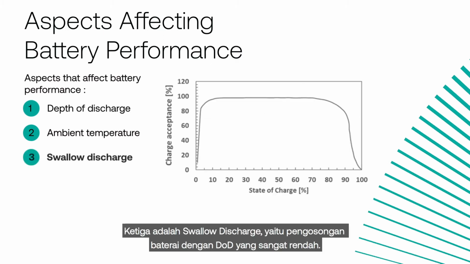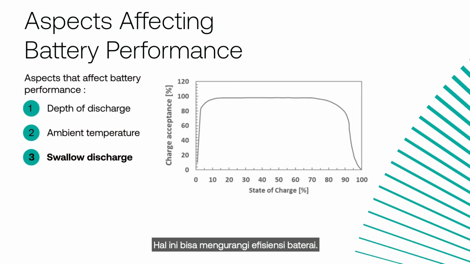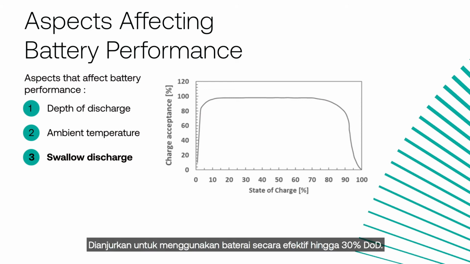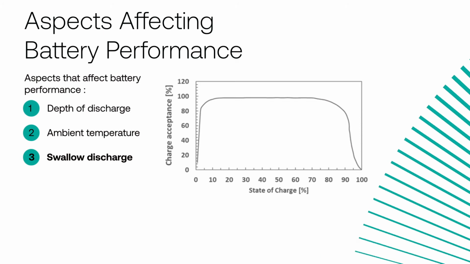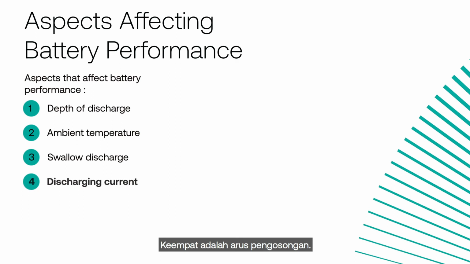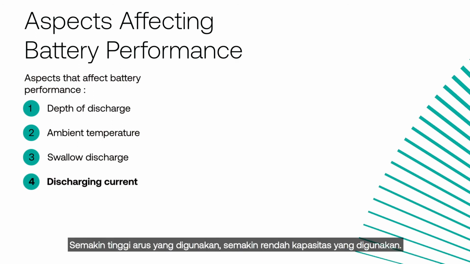Third is shallow discharge, that is discharging battery energy with very low DOD. It can reduce charge acceptance or battery efficiency. It is recommended to use the battery effectively up to at least 30% DOD. Fourth is discharging current. The higher the current used, the lower the capacity used.